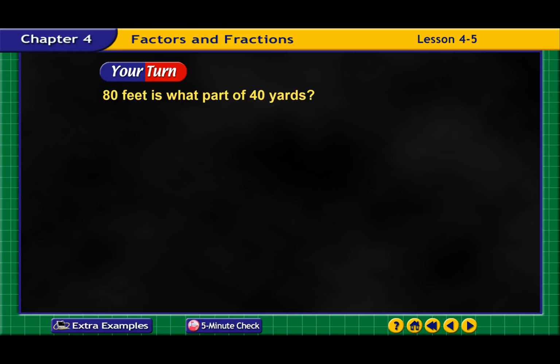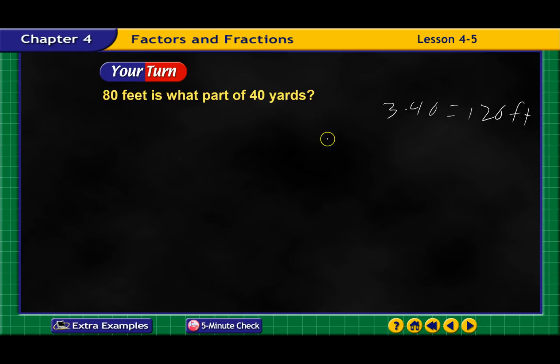All right, 80 feet is what part of 40 yards? Well, first thing you got to come up with is 40 yards. 40 yards, how many feet are in a yard? 3. Thank you from the person in the back of the room over there. So I'd have to go 3 times 40 would be 120, so 120 feet. That's what that would be.